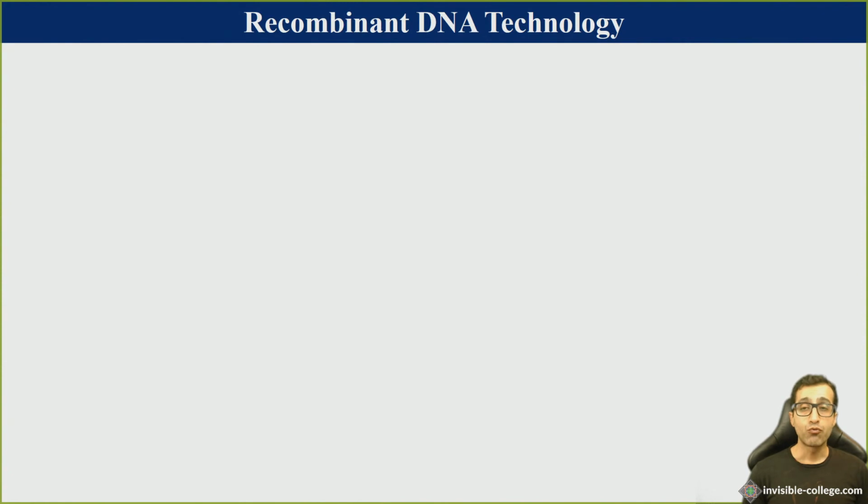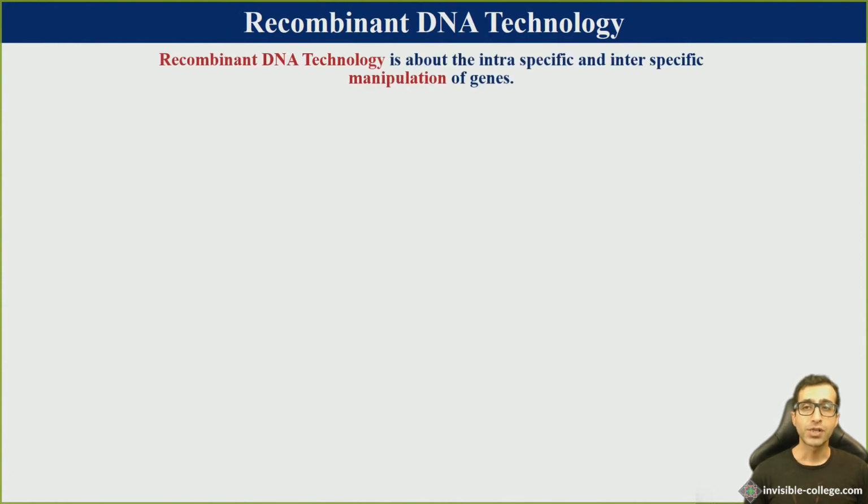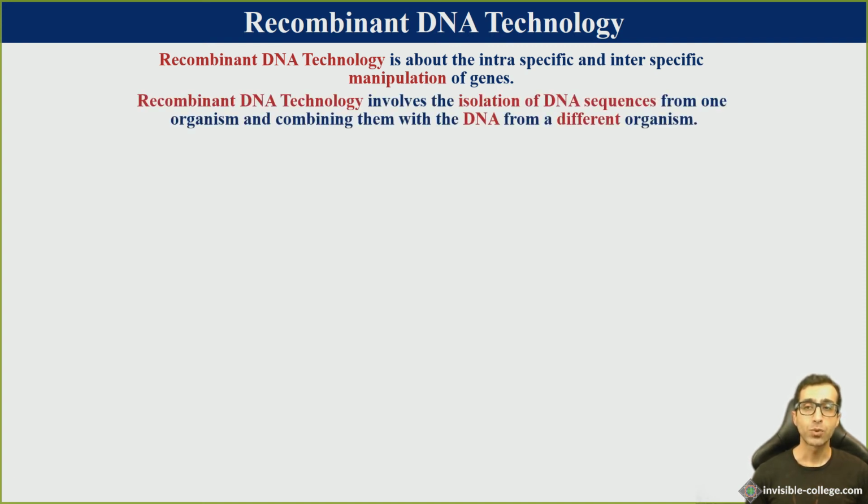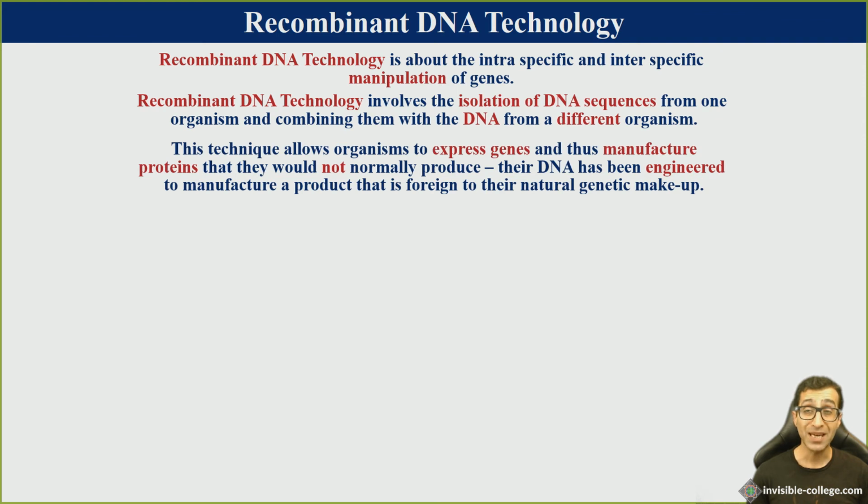So recombinant DNA technology is all about the intraspecific and interspecific manipulation of genes. This involves the isolation of DNA sequences from one organism and the combination of those sequences with the DNA from a different organism. This allows organisms to express genes and therefore manufacture proteins that they would not normally produce. So their DNA has been engineered to produce a product which is foreign to their natural makeup.